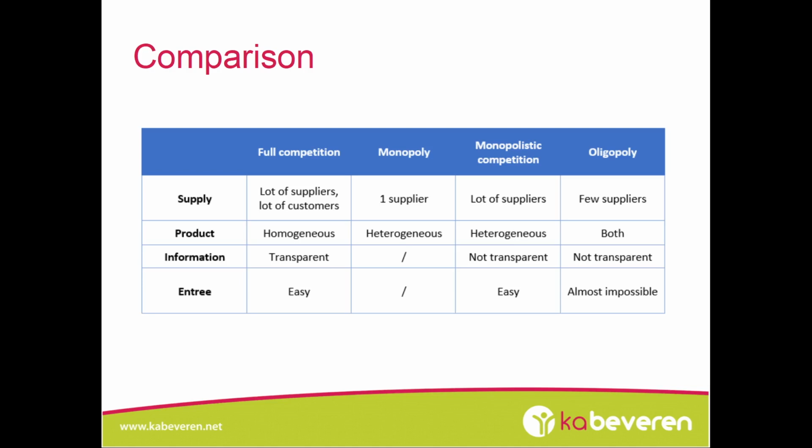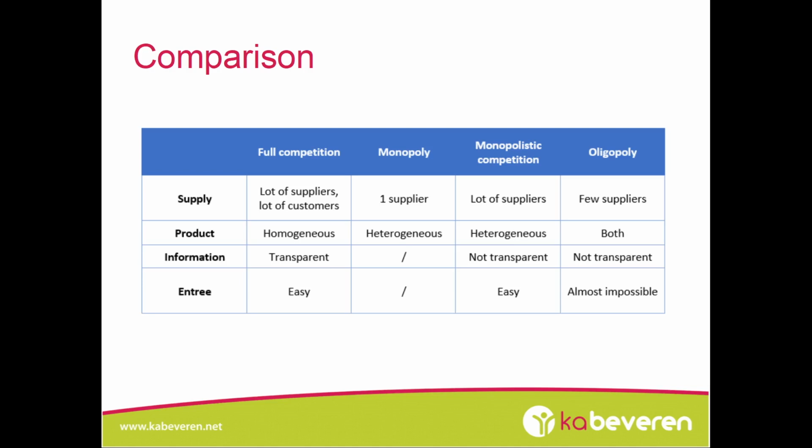Next up is the product. For the full competition, it was homogeneous because they were offering a product that looks the same or is basically the same thing. So every company was a price taker and they could only influence their own production and not the price. The monopoly, they offer a very unique product and that's why they are the only one in the market selling this certain product. So we can actually talk about a heterogeneous product. If you want product X, you can only buy it from the company that is a monopoly.